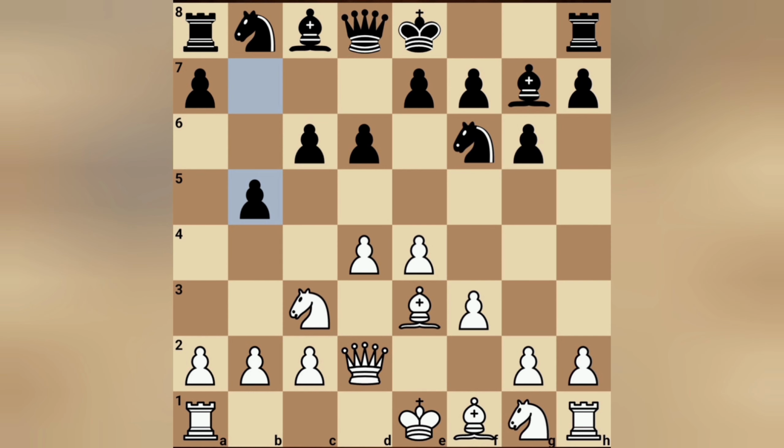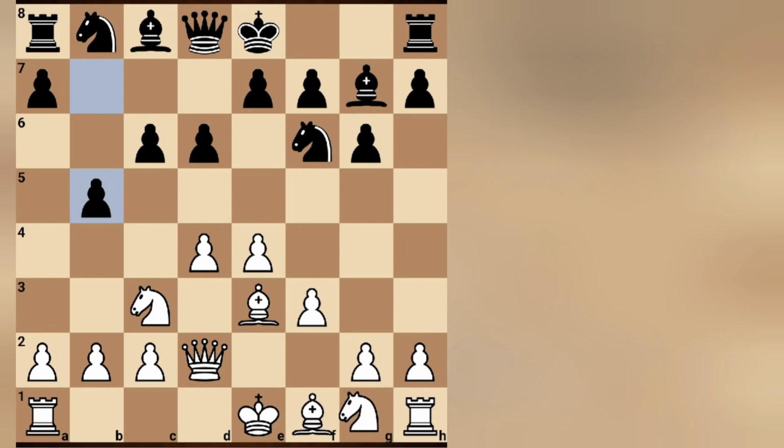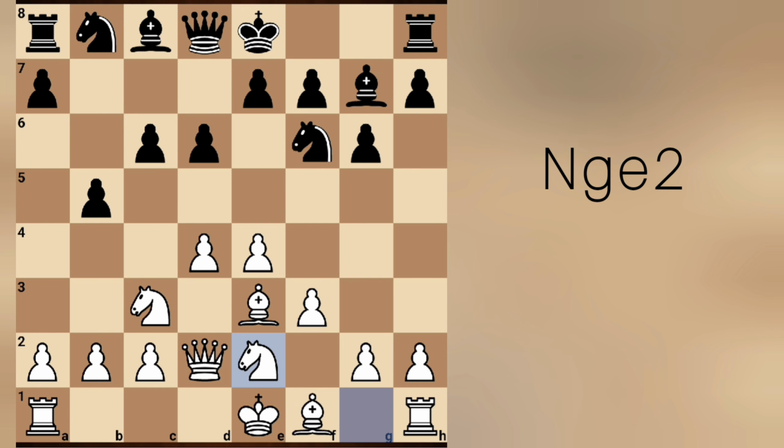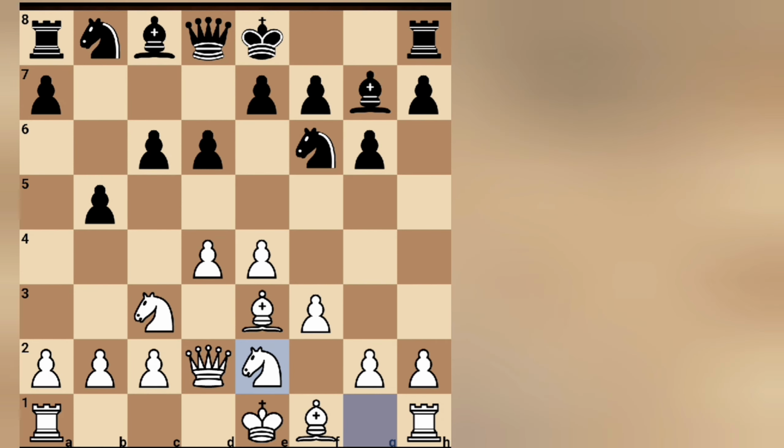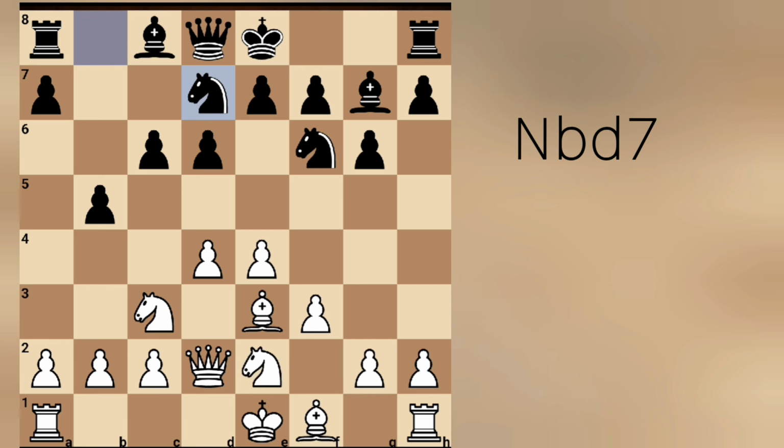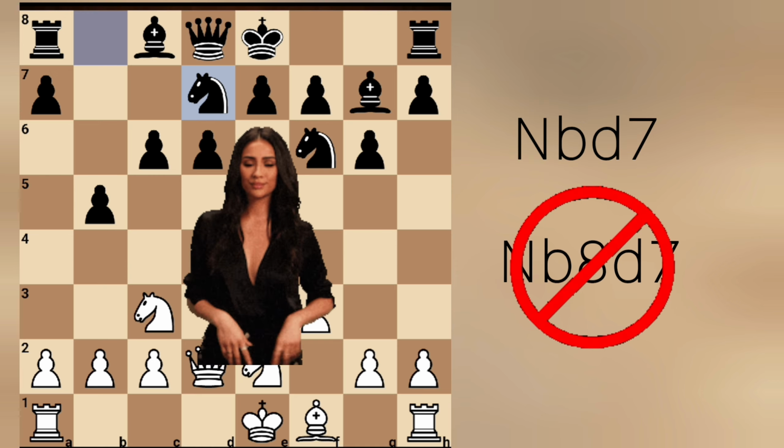If you have carefully watched the seventh move, notations are pretty much confusing. The idea was to move knight to e2 square. As you can see, both knights can move to that square, but we wanted to move knight on g square to e2, so we write it as NGE2. Also, the same applies to black's move where knight on b square is moved to d7 square. So we write NBD7. Also, don't write it as NB8D7.